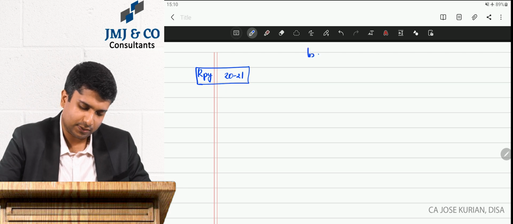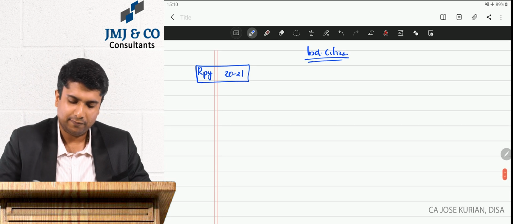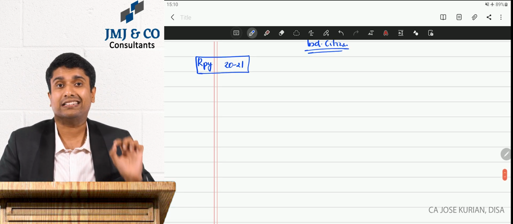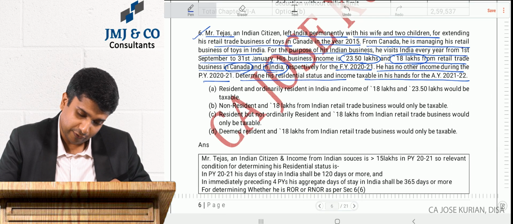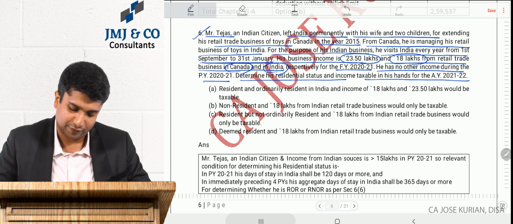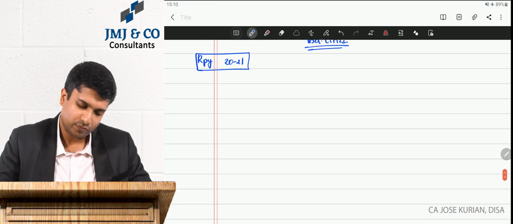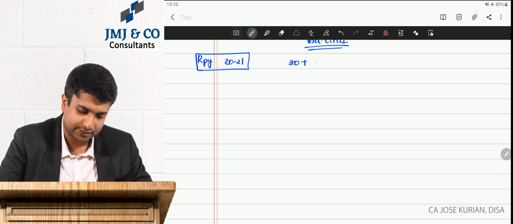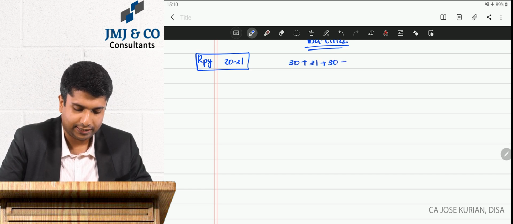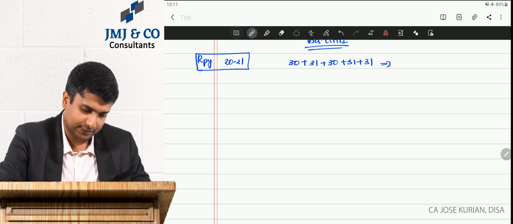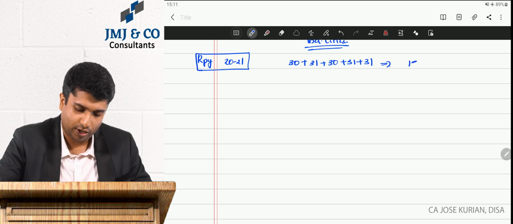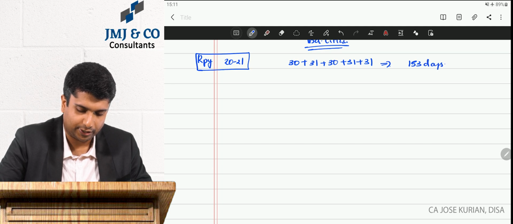Alright, so this Mr. Tejas is an Indian citizen. Basically, he is an Indian citizen. So he left India. That's what they are saying. So every year he returns to India. Yes or no? Every year he returns to India. From which period? It says from 1st September to 31st January. That's what his visit is. So from 1st September we have 30 days. October 31, November 30, December 31 and January 31 days. Alright, so in total we can say 30 plus 31 plus 30 plus 31 plus 31. It is 153 days in total.